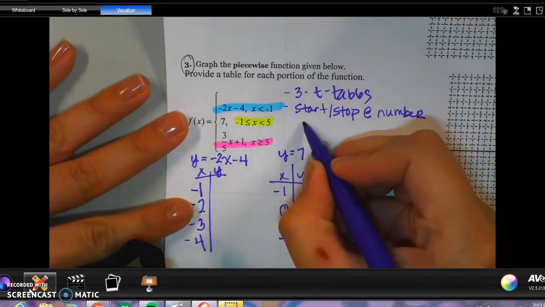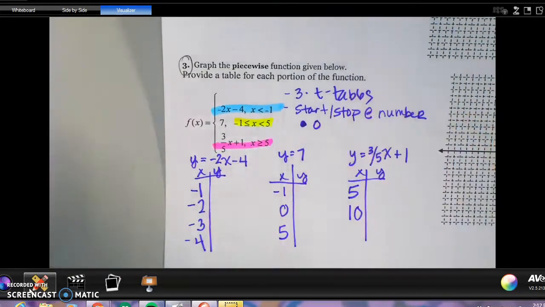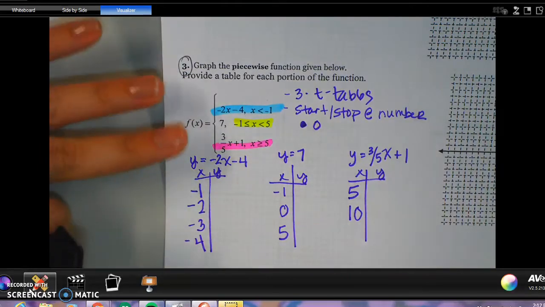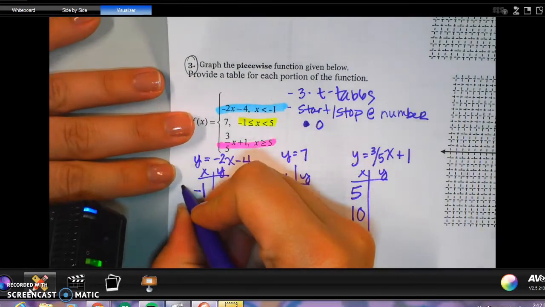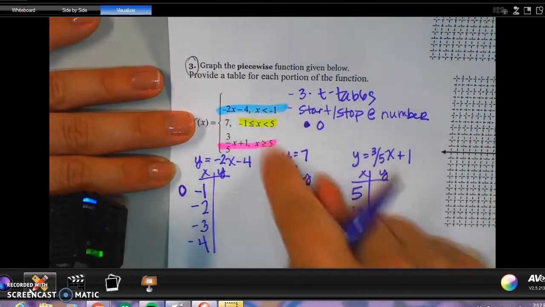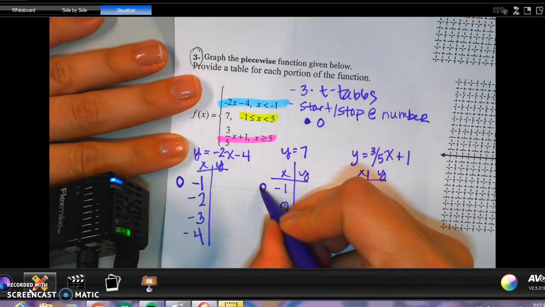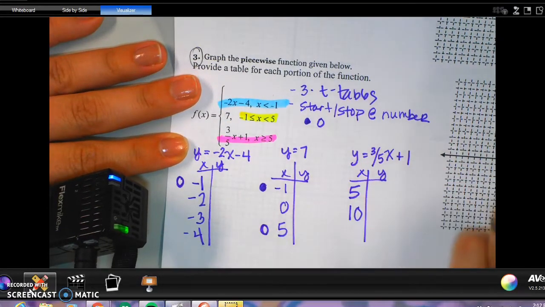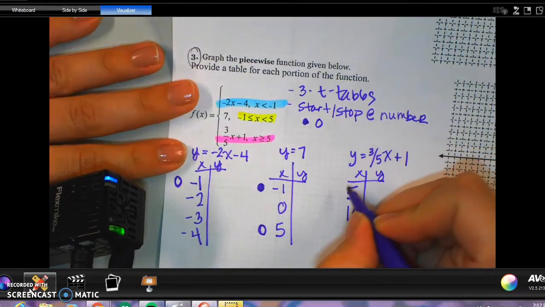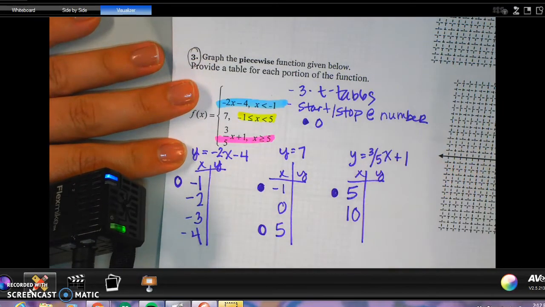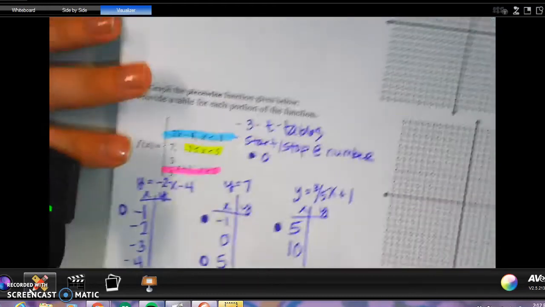Okay, remember we need to choose now, open or closed circle. So we're going to go back here to this. At -1, I need an open circle. In my second one, I need a closed circle here and an open circle here. And in this last one, I need a closed circle. Okay, so now we can go ahead and plot our points.